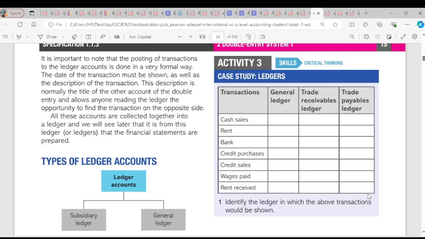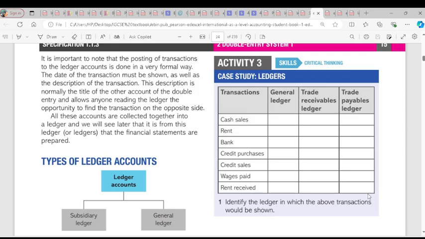So cash sales. Where are you going to put it? Is it general ledger, trade receivable, or trade payables? General ledger. So what does cash sales represent? Selling stuff to people with cash. It's posted in the general ledger. What does it represent? Revenue. You sold, it comes to you. It represents revenue, and it's going to be on the general ledger. Do you get it this way?